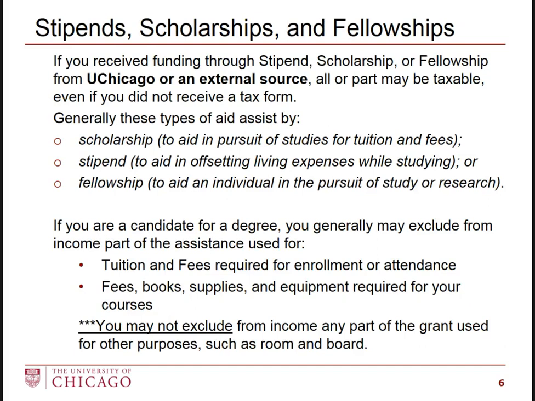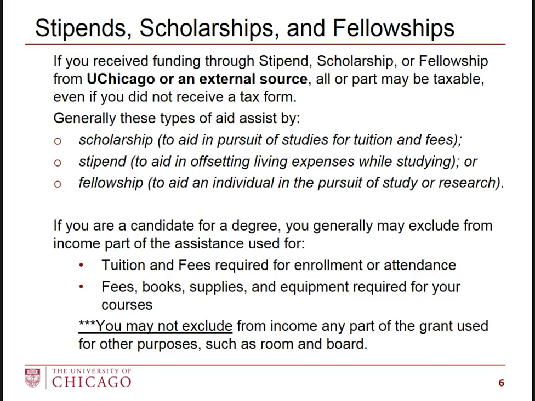As a graduate student, you may have received a stipend, scholarship, or fellowship during your education. If you received this type of funding, all or part may be taxable, even if you do not receive a tax form. Generally, the definitions are the following. A scholarship aids you in the pursuit of studies by offering assistance with tuition and fees. Stipends usually offer aid in offsetting living expenses while studying. And finally, a fellowship often aids an individual in the pursuit of a specific study or research.